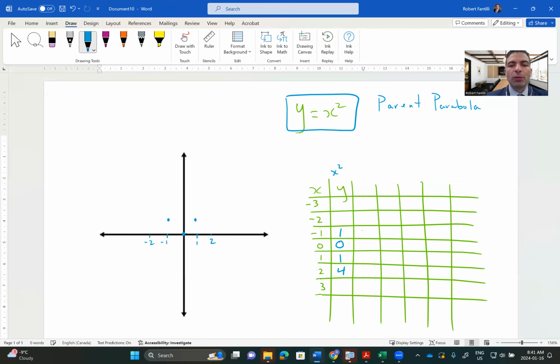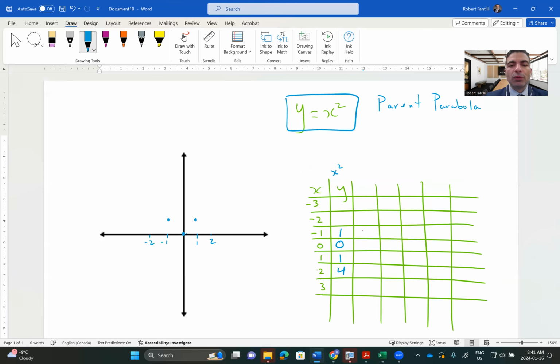Another option might be, what if I don't add 2 at the end, and instead I put a 2 in front of the x squared? Well, the 2 is still positive, so I know it's going to open up. But now what's going to happen to my values?